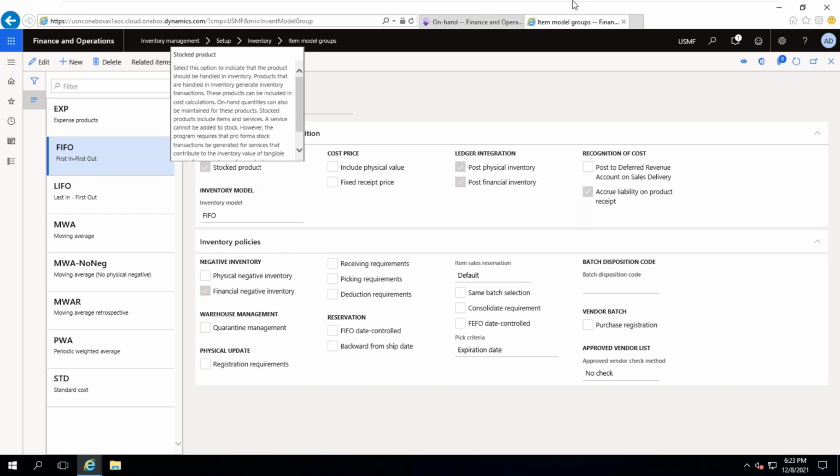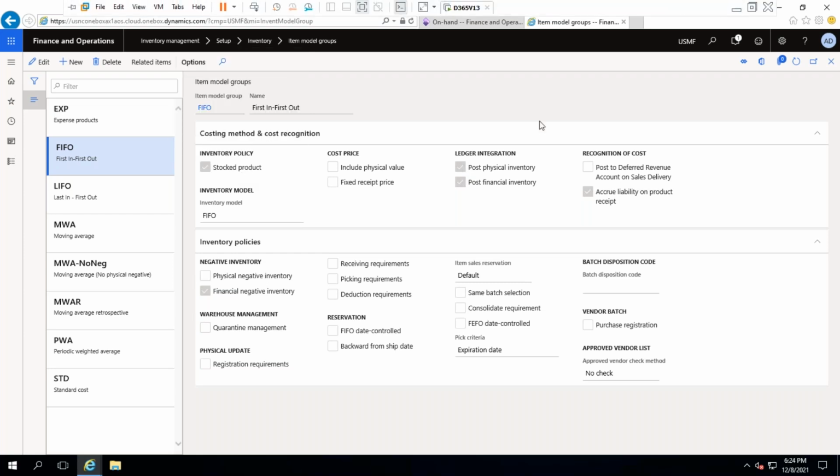Satya, in this ledger integration of post physical inventory and post financial inventory, will there be any deviation in any cases? Deviation means? When we post the physical inventory, it will have a physical inventory value and a financial inventory value. If both are not matching, sometimes there is a mismatch. I will discuss those mismatches in the next coming session, like mismatches at the time of invoice. If you have received differently, there is definitely a difference.